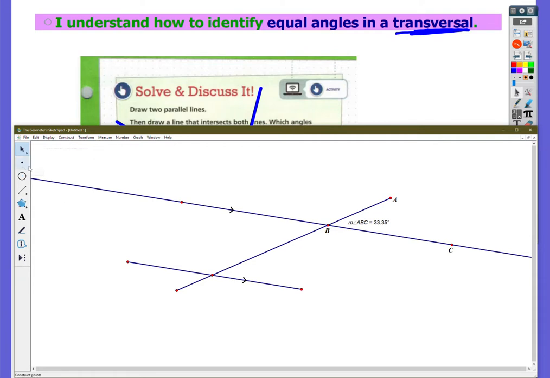Let's try another one really quick. Let's try this angle here and see if there's any kind of relationship. I can go through, select these three points, and measure it.